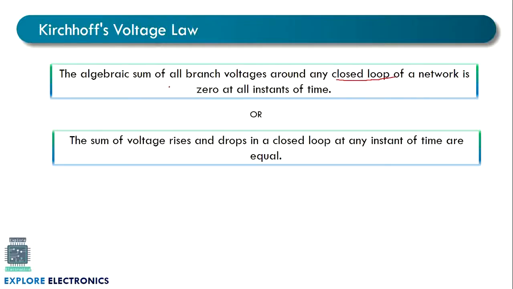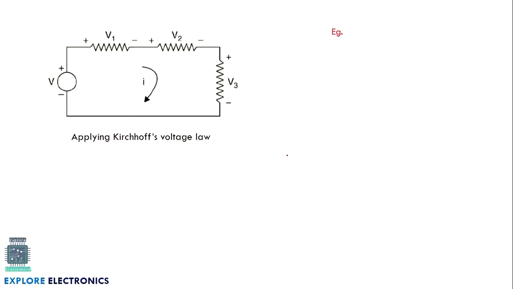Meaning if we take the sum of all branch voltages in a loop of a network, the total is 0. Or the sum of voltage rises and drops in a closed loop will be equal to 0. So let us understand.